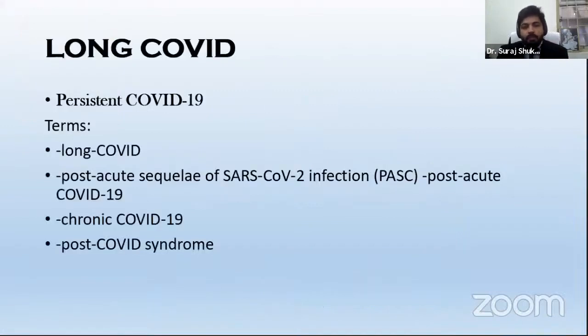So firstly, what are the terms used for long COVID? The COVID symptoms which are persisting, persistent COVID-19. The commonly used terms are long COVID, post-acute sequelae of SARS-CoV-2 infection, shortly known as PASC, post-COVID, also known as chronic COVID-19, also post-COVID syndrome.